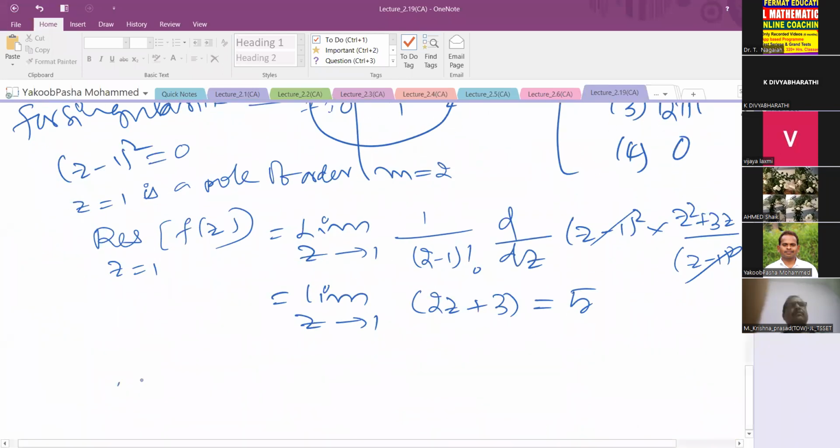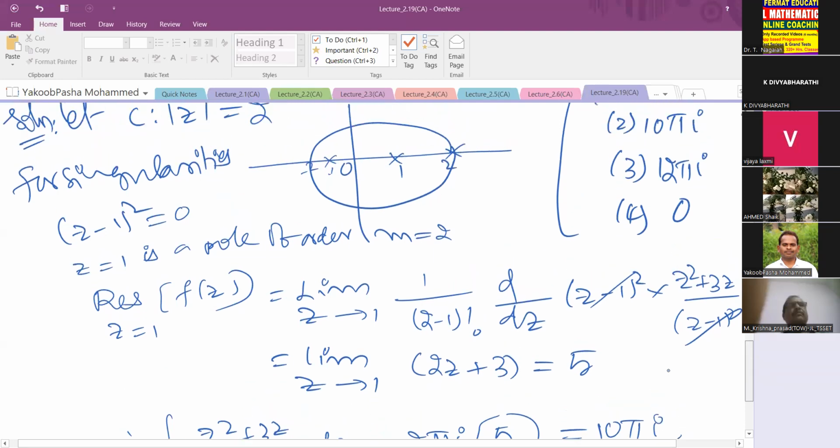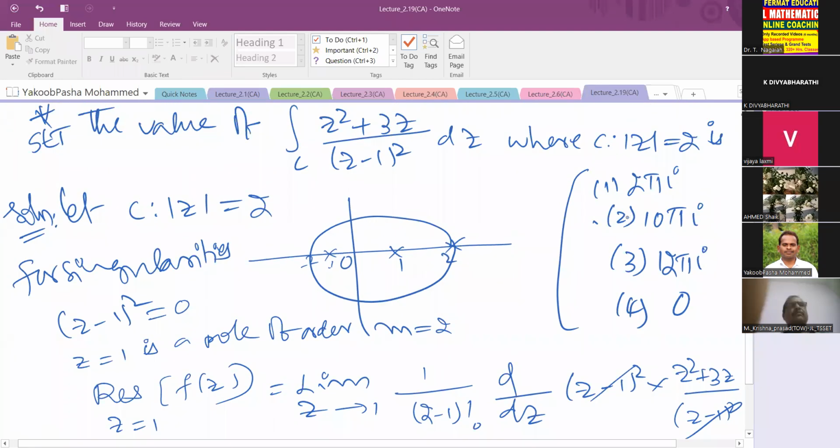Therefore the integral over C of z square plus 3z divided by z minus 1 whole square dz is equal to 2 pi i into the residue, that is 5. So that is equal to 10 pi i. So 10 pi i is the right option. So the second option is the right option.